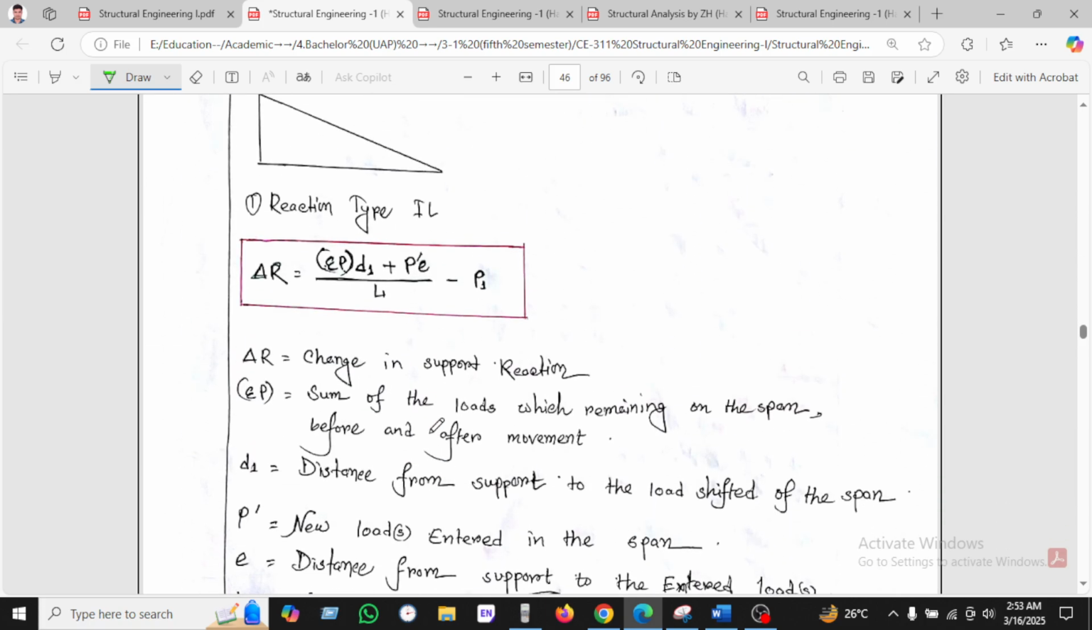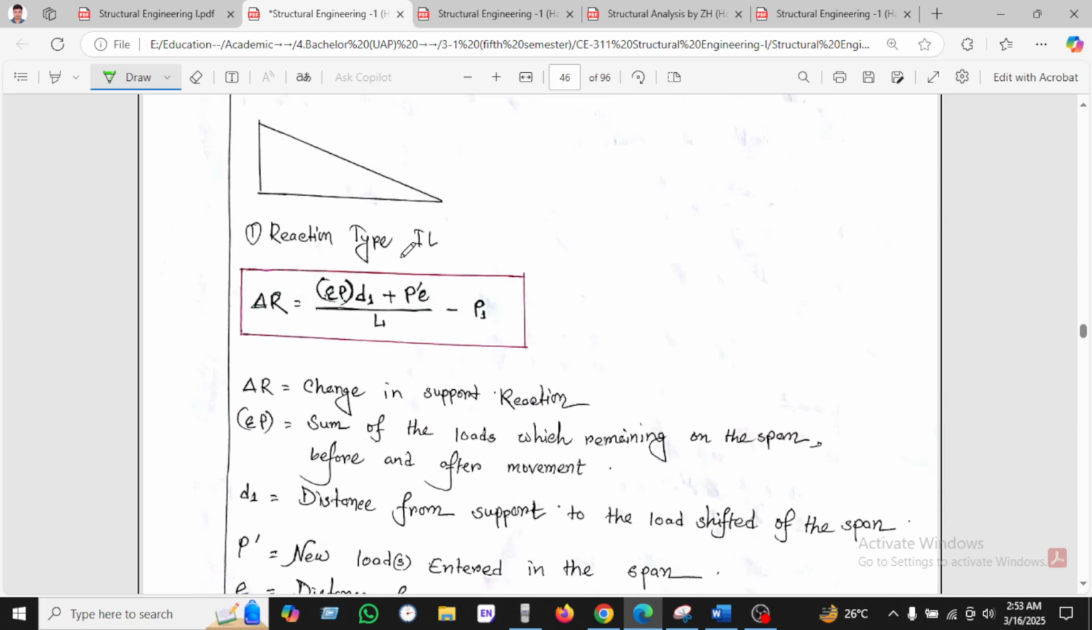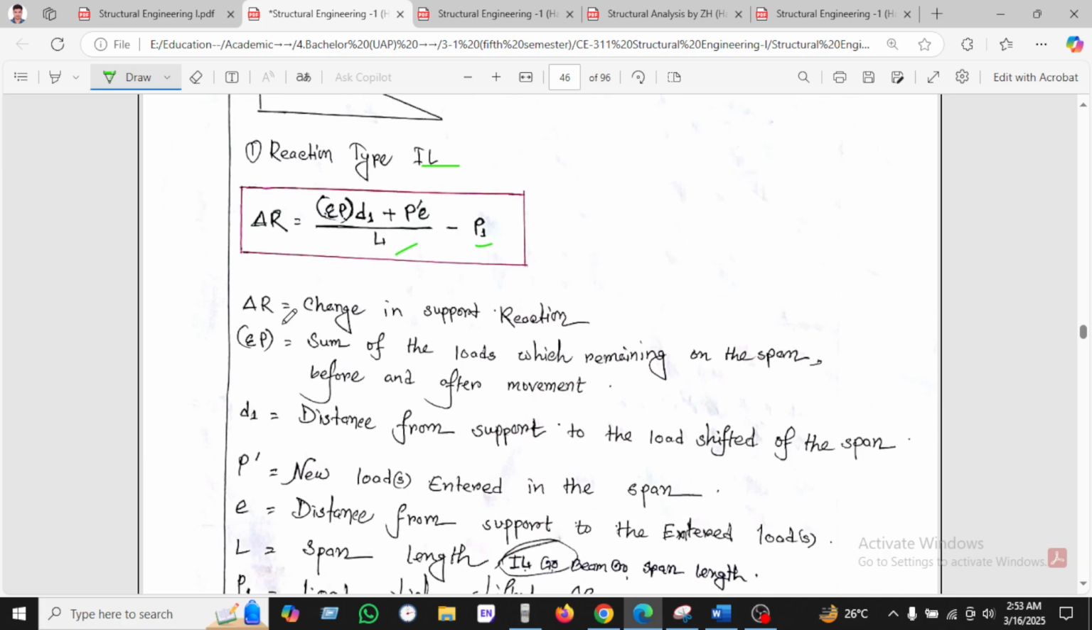Okay, so let's see. The reaction type influence line is summation of P1 D1 plus P prime E divided by L into P1. Let's see what the parameters are. Summation of R is the changing support reaction, and summation of P is the summation of the load remaining on the span before and after the movement. This is the total load to be calculated. I will show how to calculate it.